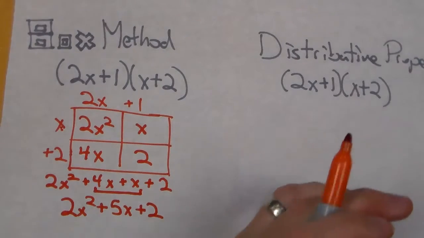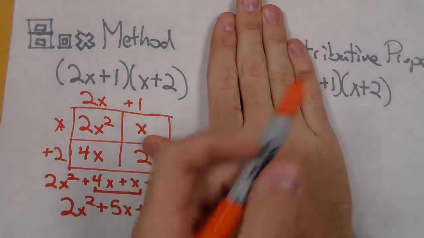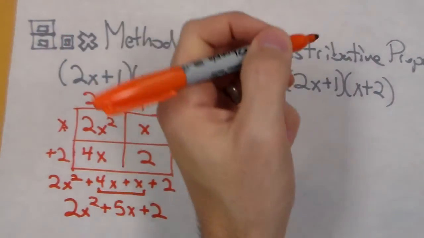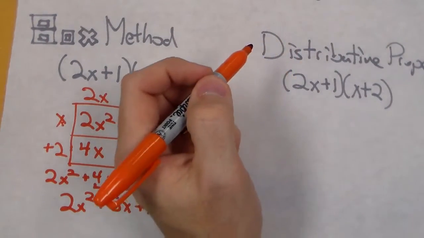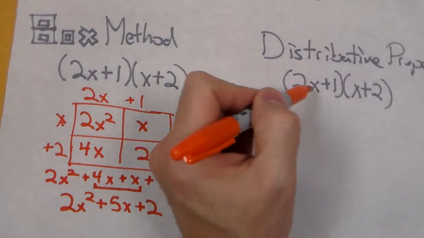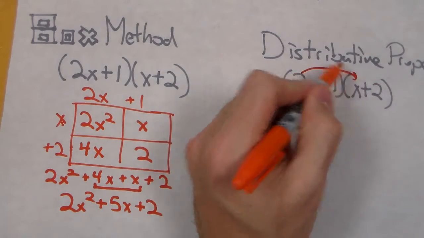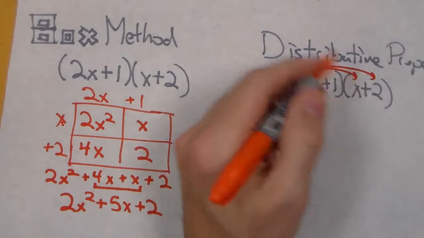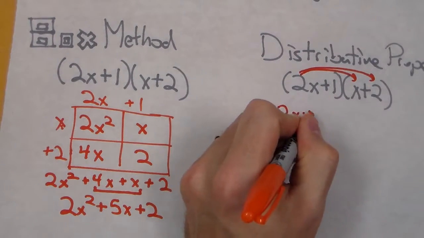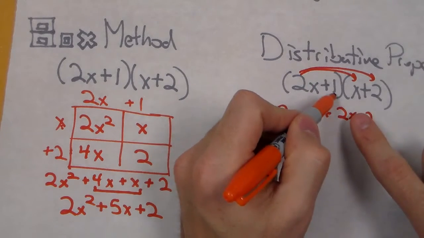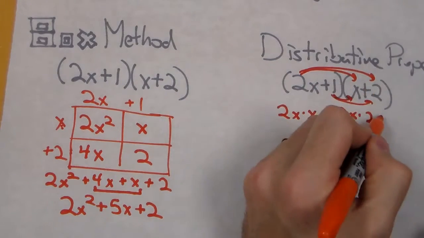Distributive property, in the past, when it was just a single term, so if it was something like this, you would have done 1 times x and 1 times 2. For this case, you can do the same idea, but you're going to multiply each term in the first times each term in the second. So it's going to be 2x times x and 2x times 2. And then it's going to be 1 times x and 1 times 2.